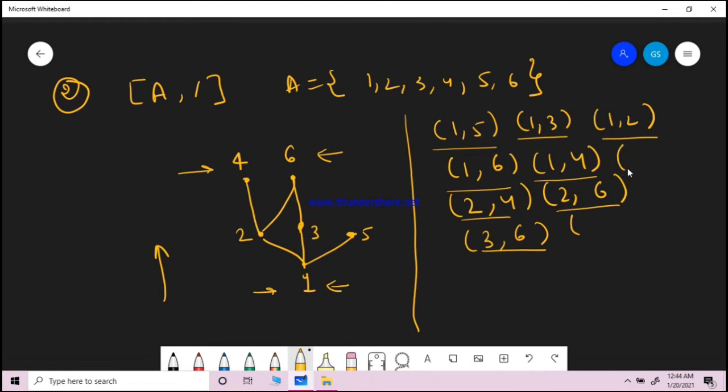I missed out 1, 5 also appeared. Okay, so 1 is the only element that never appeared in the right hand side. So this is the minimal element.